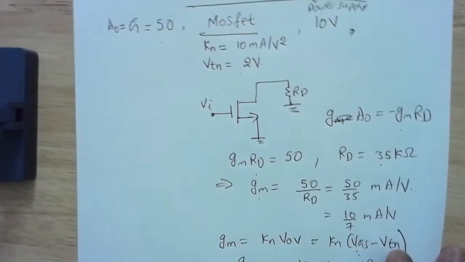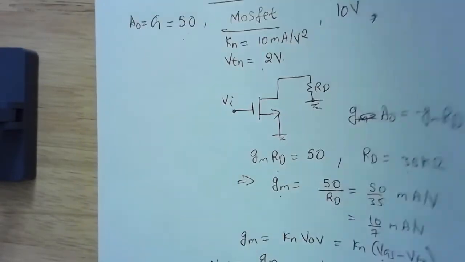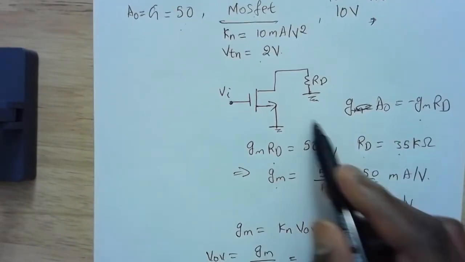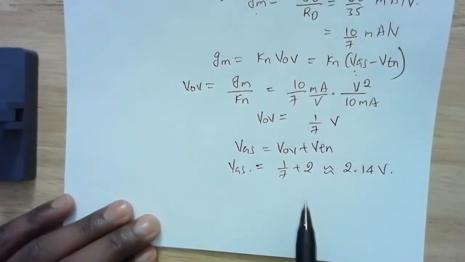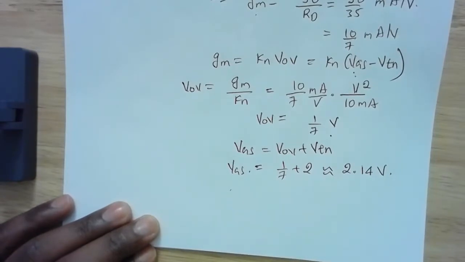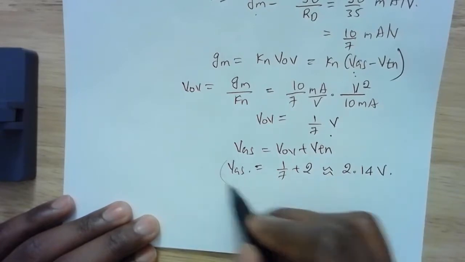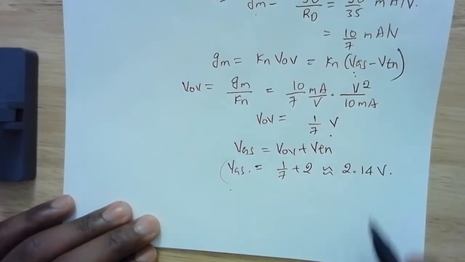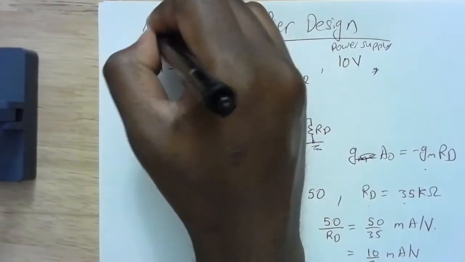Now from my AC analysis, I figured out that my overdrive voltage should be 1 over 7 volts. That means my VGS should be 2.14 volts. So now I'll go back to my DC circuit and make sure that I set my VGS to be 2.14 volts. Now let's go to our DC circuit.